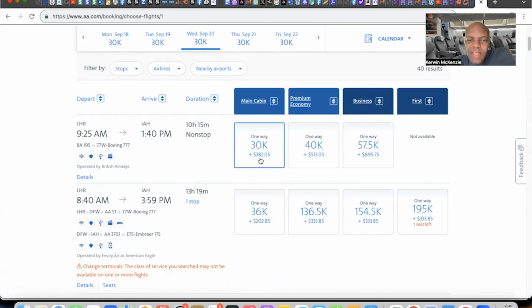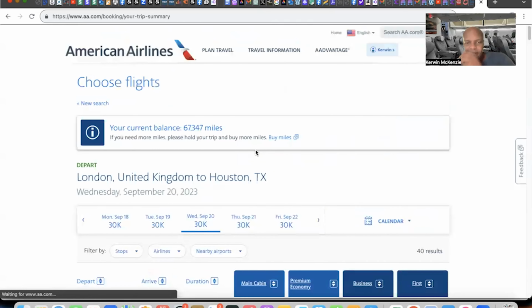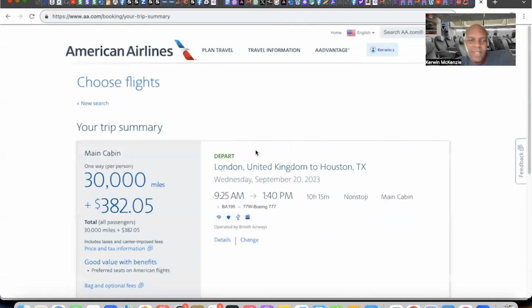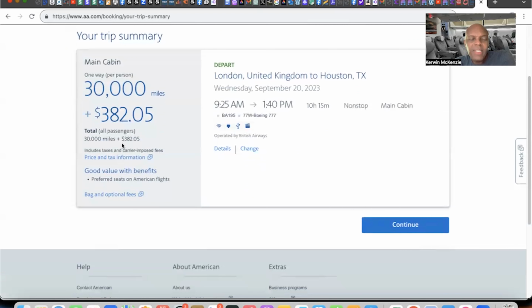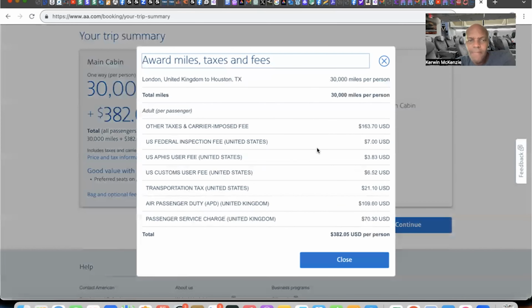Now, notice the fee, right? See here, it's $382.05. This one is an American, it's $202.85. So let's take a look and see what the difference is. Sometimes it makes sense just to buy the ticket, because if you're going to pay this much in taxes, which you're going to pay anyway, then sometimes it makes sense to just buy the ticket and just get credit for it, right? So let's look in here and see.